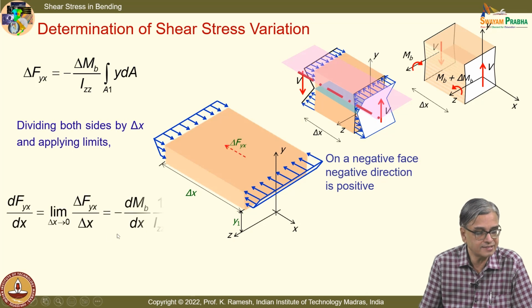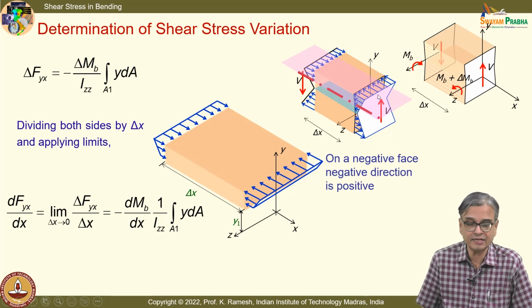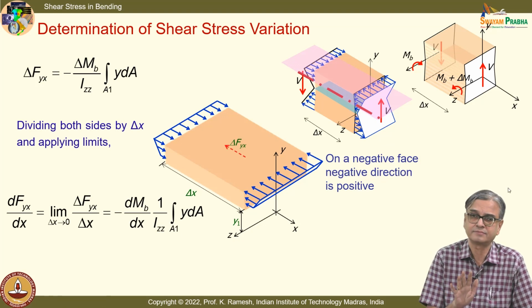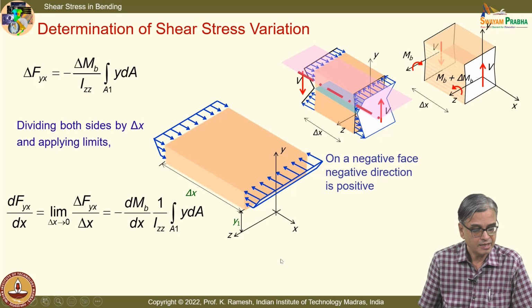So, I get this as dFyx divided by dx equal to limit delta x tends to 0, delta Fyx divided by delta x equal to minus dMb by dx, 1 by Izz, integral y dA. I have been able to take out this because I consider the beam has a constant cross section made of one material, that is also I am conscious about it. And y dA you can easily calculate, and we will also replace this by Q.